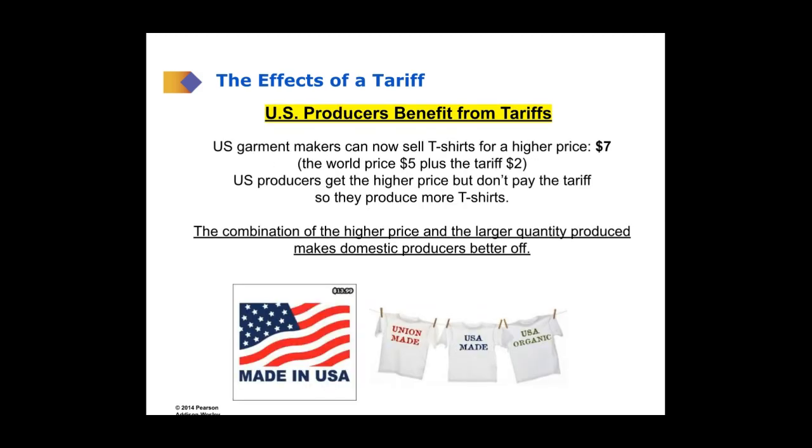Now, the effects of a tariff for producers are really the opposite. They benefit from tariffs. So domestic producers are now selling shirts at $7, $2 higher than they were able to before, and they sell a lot more T-shirts. They're now selling 35 million T-shirts when they were previously only able to sell a much smaller quantity, only 20 million T-shirts. So they're better off. They get higher prices and they're able to sell more T-shirts. So domestic producers are better off.